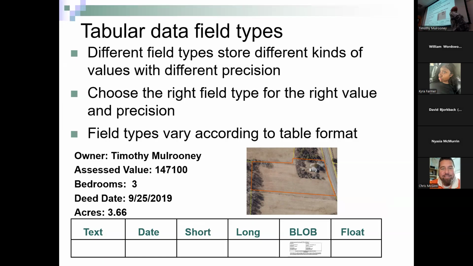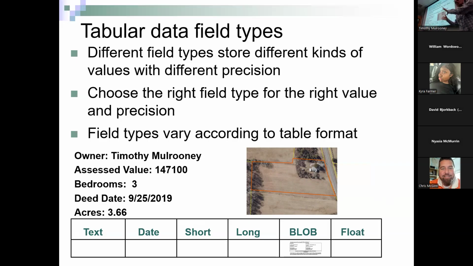But that's another story. But you can see the owner, the assessed value, the number of bedrooms, the deed date, and the acres. Now, bedrooms. Can you have like 3.5 bedrooms in a house? No. So you can have 1, 2, 3, 4, 5, whatever. So this is what we call an integer. Acres is going to have a little decimal point. People don't really care about the difference between these, but guess what? The computer cares. And these are what we call long and short numbers versus floating points or doubles.